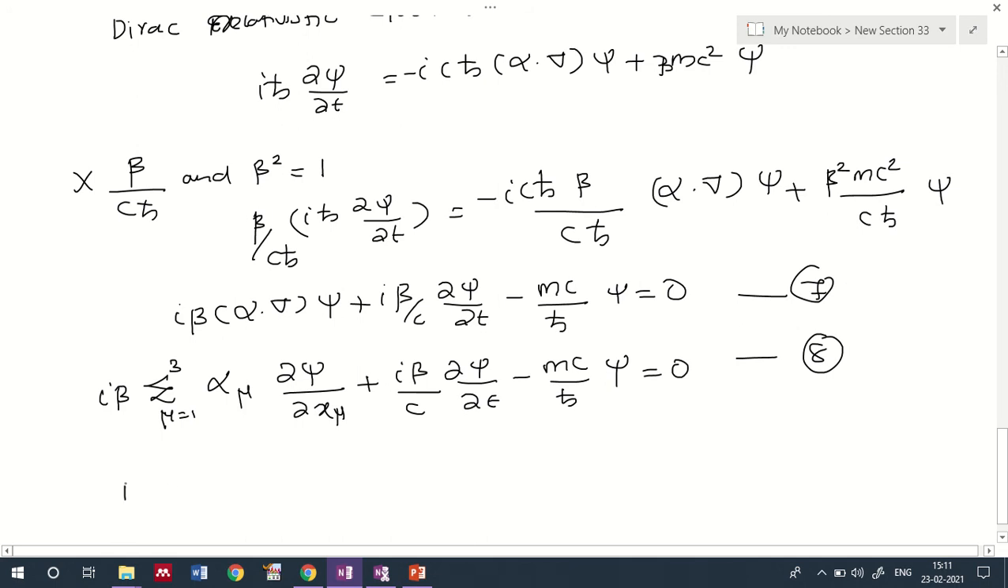So we introduce a new matrix here. One of the important factors is that alpha mu cannot be a number. Okay, alpha mu cannot be a number, it will always be some matrix. Already we have said it can be a matrix of Pauli matrices, a 2 by 2 matrix as we know. So it can be a matrix of that kind.